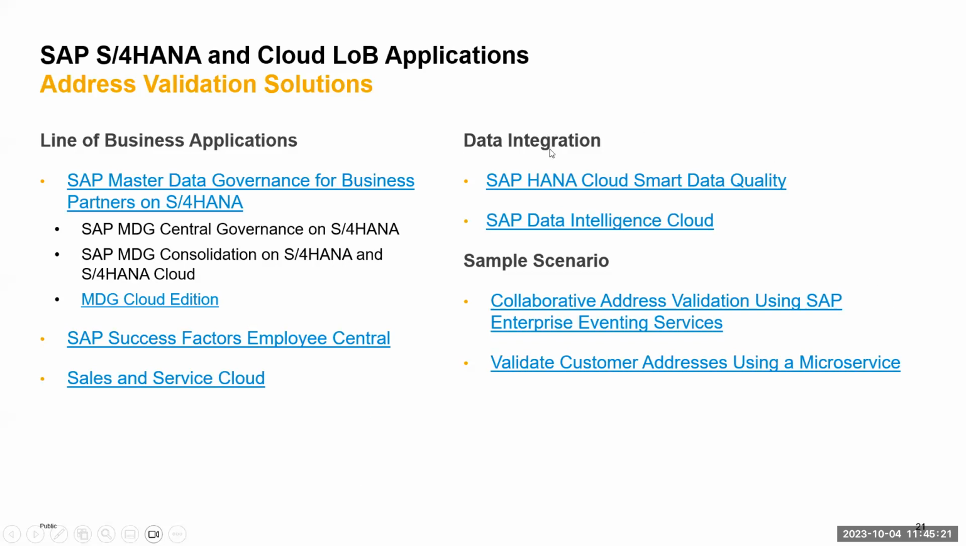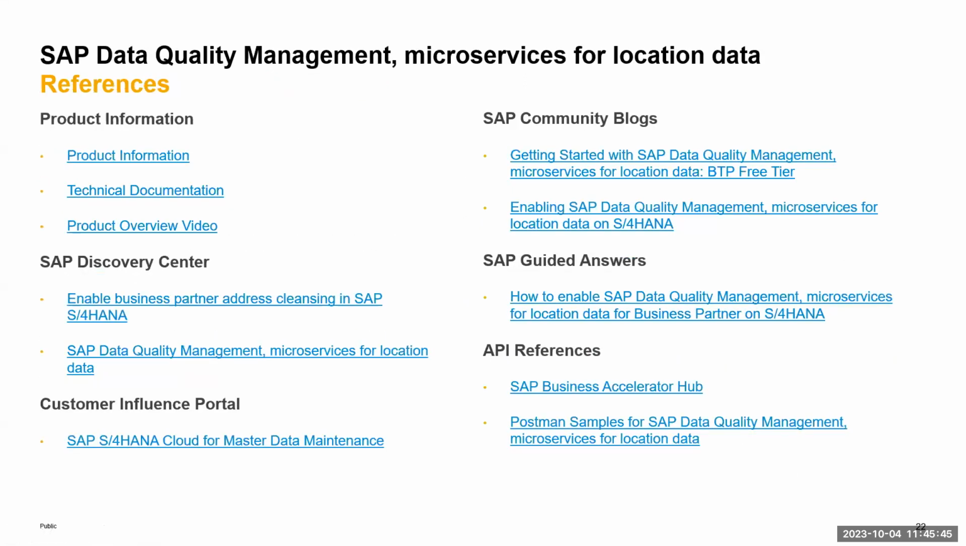And as for the data integration tools, as I mentioned before, we have SAP HANA Cloud, Smart Data Quality, and Data Intelligence Cloud. We have the operators and transforms that connect to the data quality services. And then we also have some sample scenarios that you can take a look at. More references here. We have product documentation and of course Discovery Center. You can see the mission or service information, pricing, and all the use cases.